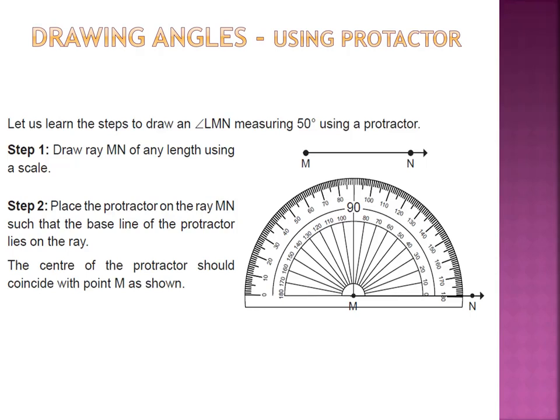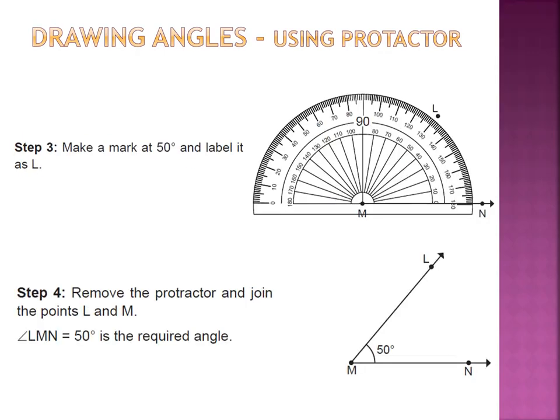Step 1. Draw ray MN of any length using a scale. Step 2. Place the protractor on the ray MN such that the baseline of the protractor lies on the ray. The center of the protractor should coincide with point M as shown in the figure. Step 3. Make a mark of 50 degrees and label it as L as shown in the figure. Step 4. Remove the protractor and join the points L and M. Angle LMN equal to 50 degrees is the required angle as shown in the picture.